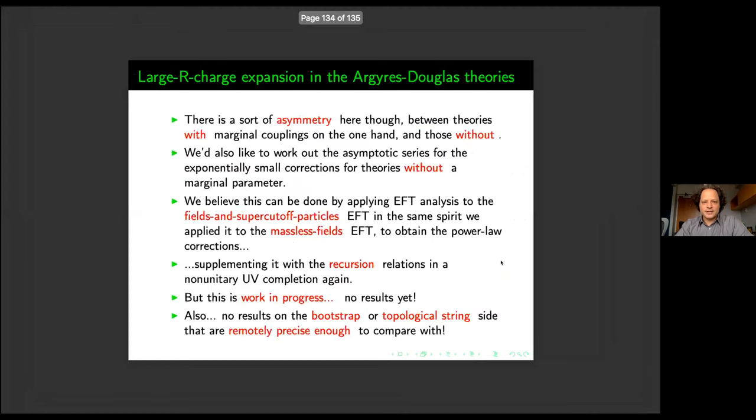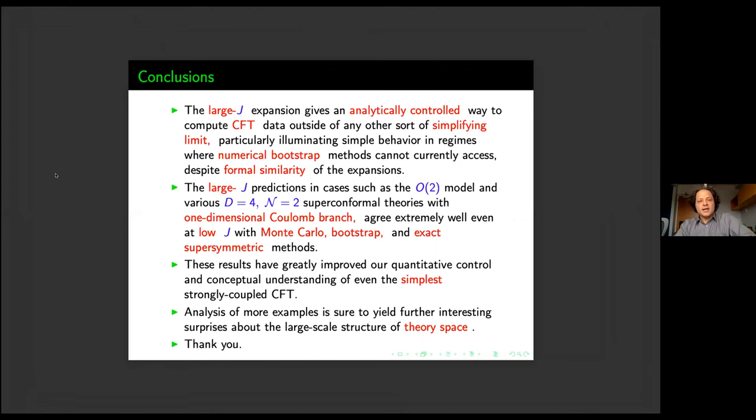So I don't have time to talk about the Argyres-Douglas stuff, which was the only new content, and we still haven't solved it. Anyway, the large J expansion gives an analytically controlled way to compute CFT data outside of any other simplifying limit, particularly illuminating simple behavior in regimes where numerical bootstrap methods cannot currently access, despite formal similarity of the expansions. The large J predictions in cases such as the O(2) model and various extended superconformal theories with one-dimensional Coulomb branch agree extremely well, even at low J, with other methods: Monte Carlo, bootstrap, localization. These results have greatly improved our quantitative control and even conceptual understanding, I think, of even the simplest strongly coupled CFT. And I believe analysis of more examples is sure to yield further interesting surprises about the large scale structure of theory space. So thank you, I'll end there.